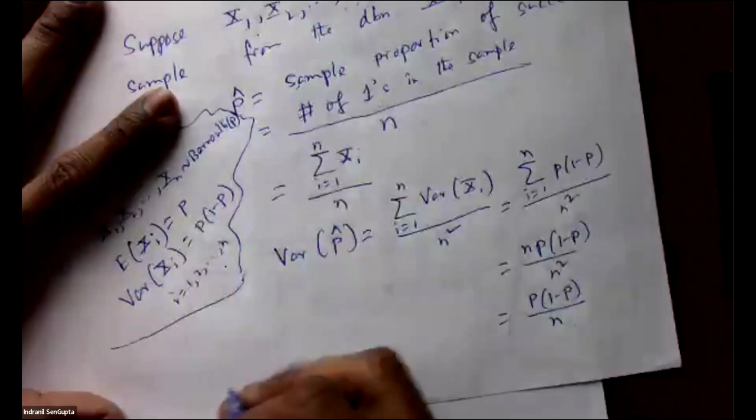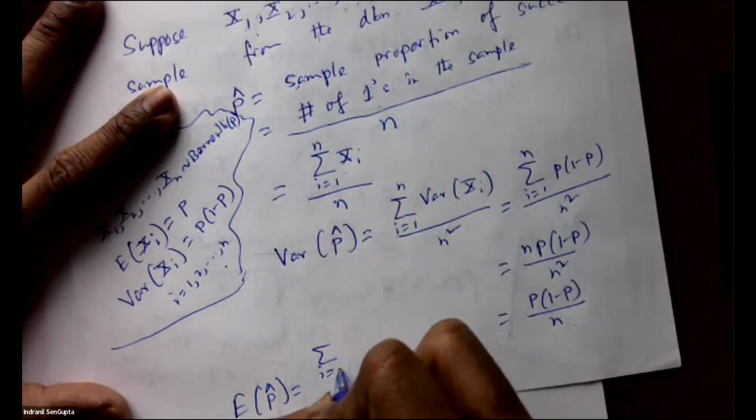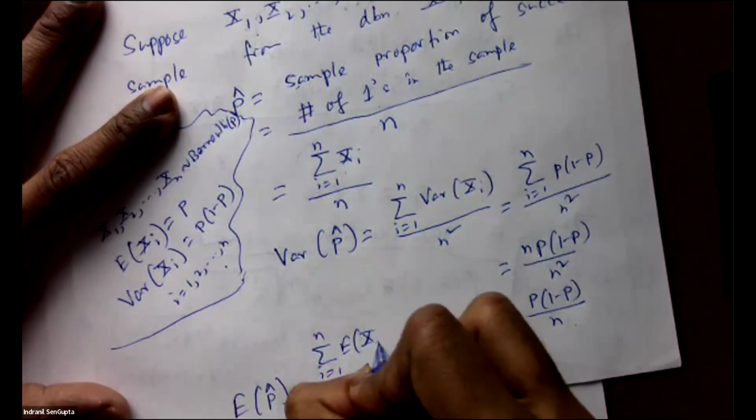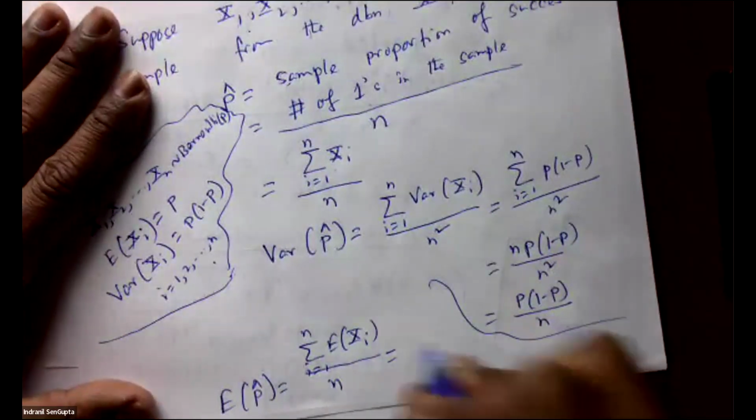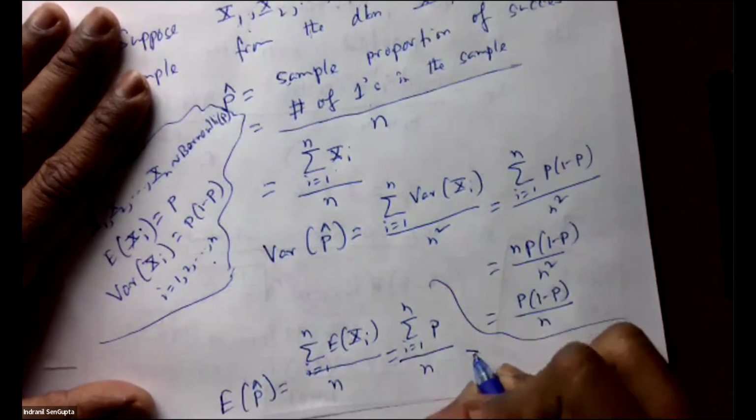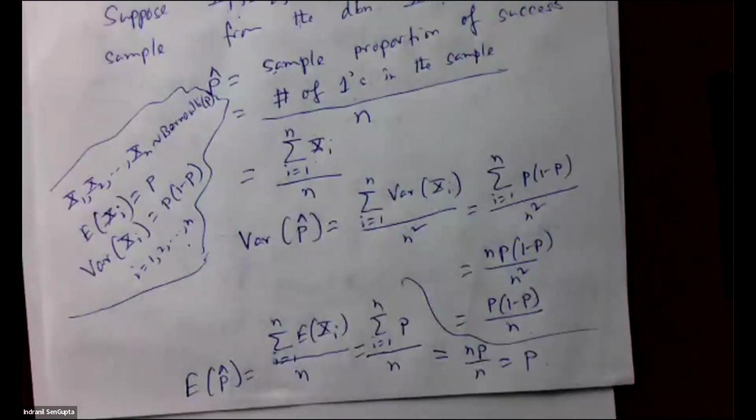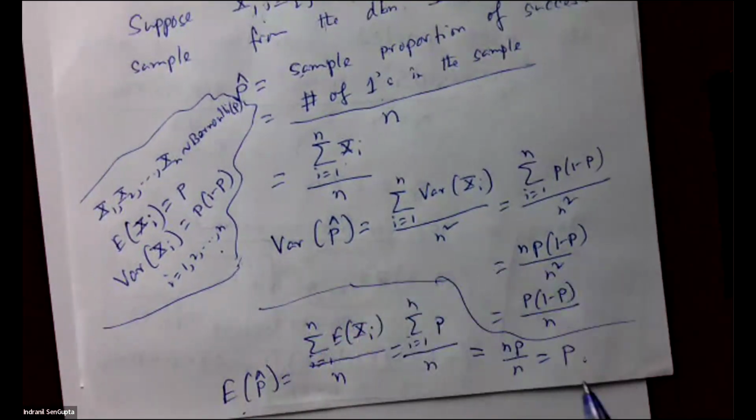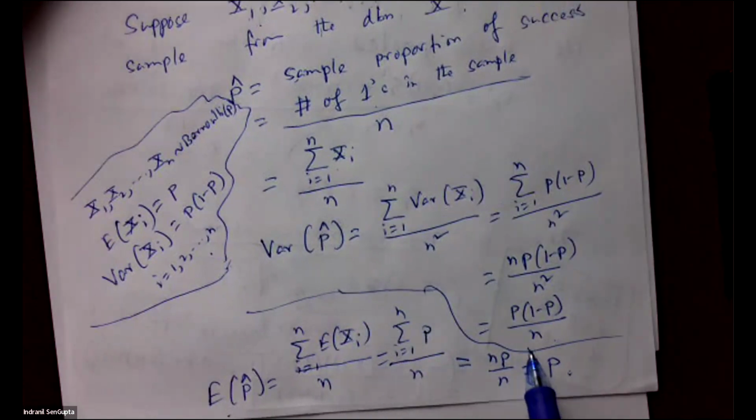What is the expectation of p hat? The expectation of p hat is the summation over i from 1 to n of E of xi over n. Each E of xi, as I said, is p. So it's the summation of p over n, which is n times p over n. So the expectation of p hat is p, and that's why p hat is an unbiased estimator of p. We have done this before, but I'm just doing it again. Okay, so far so good. So if you have n samples, that's the mean and variance.